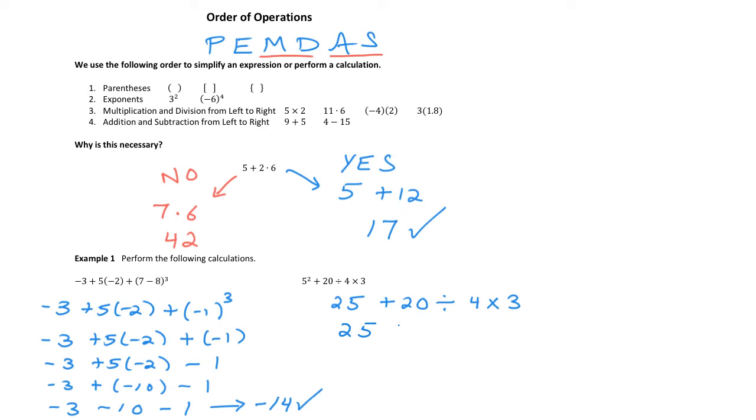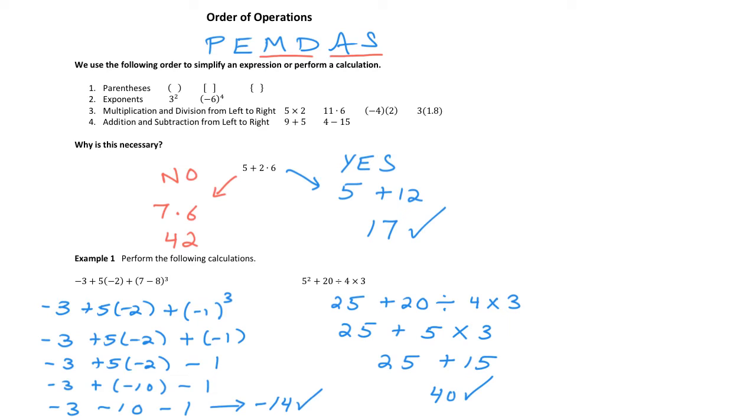It's going to be 25 plus 20 divided by 4 is 5, and then I copy down the multiplying by 3. So here I have addition and multiplication. I'm going to multiply the 5 and the 3, which gives me 15. The only operation remaining is addition, so 25 plus 15 is 40, and that's the final answer.